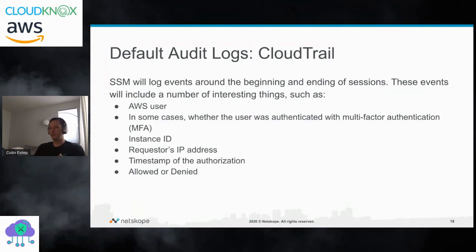I'll just point out, if your user has the AWS CLI and they are using their API key and MFA is not being enforced there, obviously that's a way around using MFA. So that's something to be aware of. It also includes the EC2 instance ID that's being targeted for access, and then the other basics you usually see for these audit events, like the IP address it's coming from, the timestamps, and whether it's allowed or denied.